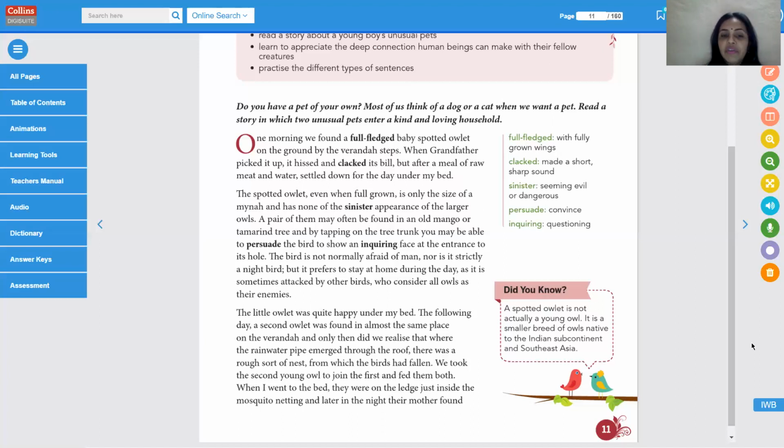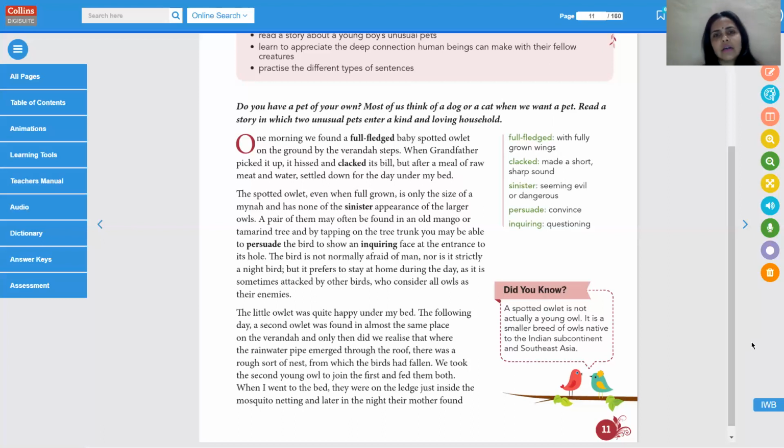Okay, I will read this again. The spotted owlet, even when full-grown, is only the size of a manna and has none of the sinister appearance of the larger owls. A pair of them may often be found in an old mango or tamarind tree, and by tapping on the tree trunk, you may be able to persuade the bird to show an inquiring face at the entrance to its hole.